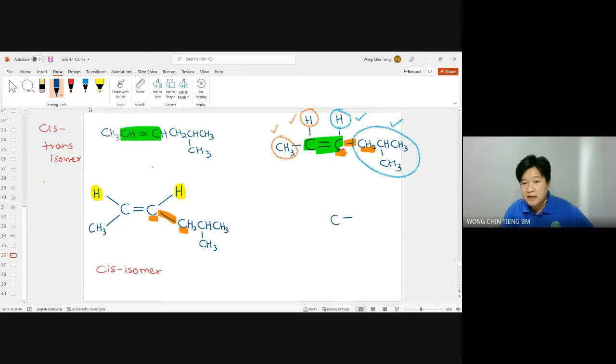Sama, C double bond C. I will always ask my student to draw the shape first so that you can get the shape right. Sebab the moment saya nampak shape tu salah, kita tak tanda dah. Kita pangkal terus. Alright? So get the shape right. Make sure dia dalam 3D.